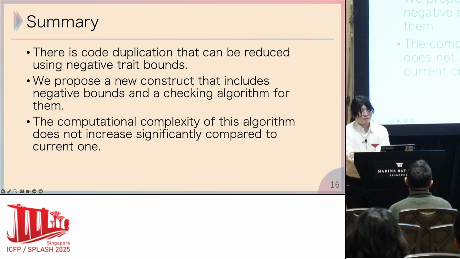In summary, there is code duplication that can be reduced using negative bounds. We propose a new construct that includes negative bounds and a checking algorithm for them. We assume that the computational complexity of this algorithm does not increase significantly compared to the current one.